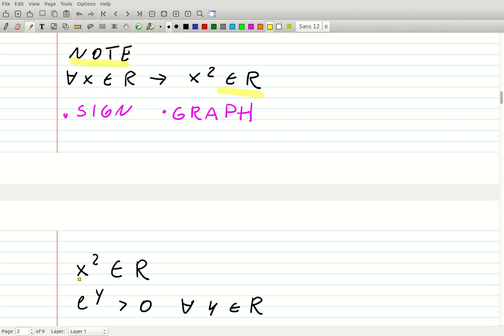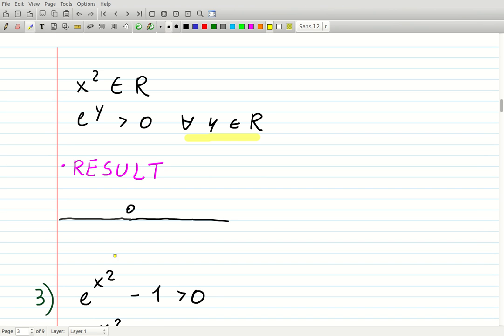we know, again, second step, we now are thinking about the sign of the elementary function which makes up our function, and we want to make a graph. As I told you, for every real x squared is a real number, but for every real number, e to y is greater than 0. So, our function e to x squared is greater than 0 for every real x.